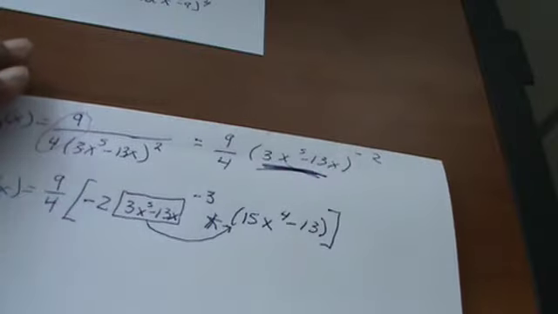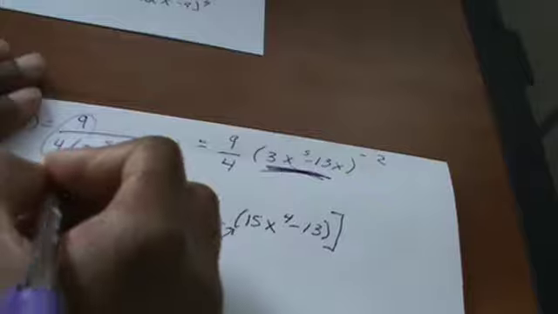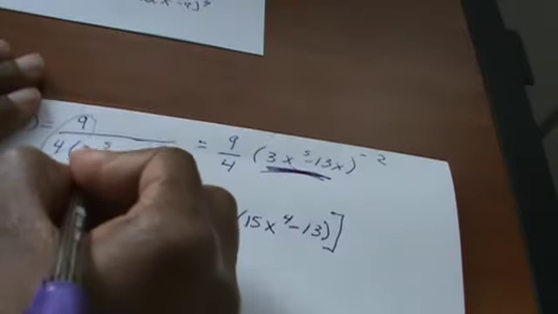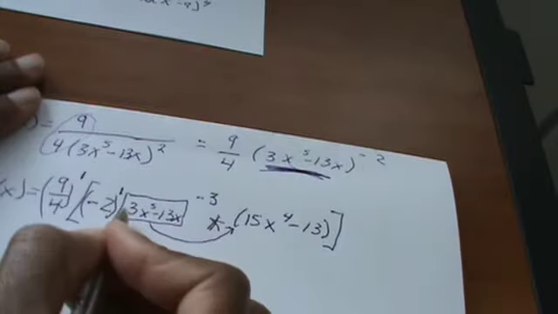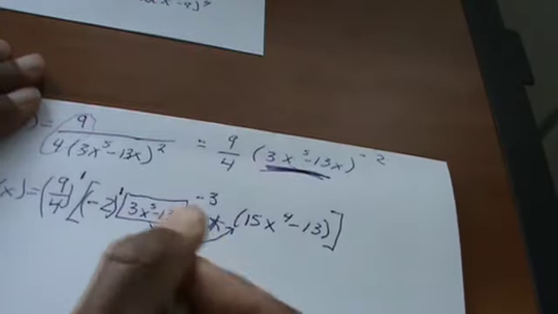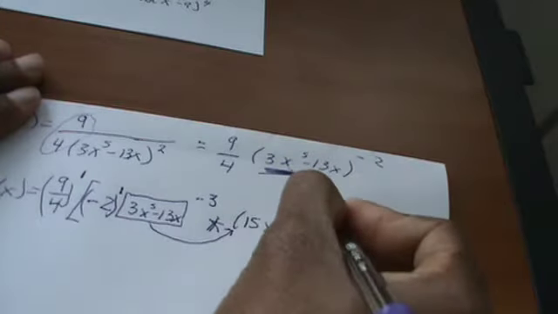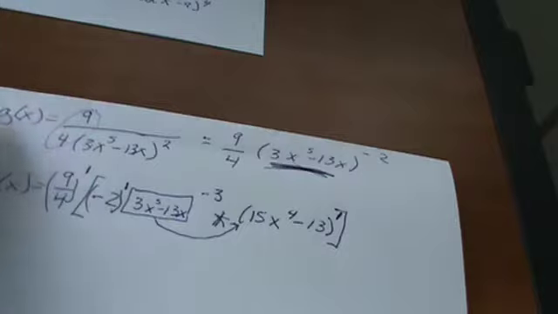All right, so of course you can combine certain things. This 9/4 here, this is raised to the 1st power. The -2 also raised to the 1st power. This 3x to the 5th minus 13x is raised to the -3, so I won't be combining those with those other two. And then the 15x to the 4th minus 13 is raised to the 1st power.